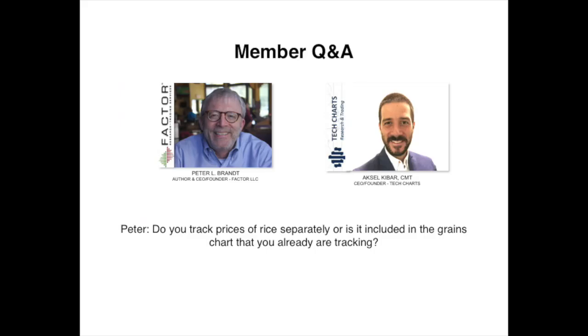Yeah, absolutely. Do I track the price of rice separately, as included in the grains that I'm already tracking? Yeah, rice is a grain product. It's not a row crop, but it's a grain. I track it. U.S. rough rice is probably in the strongest position technically of any of the U.S. markets.